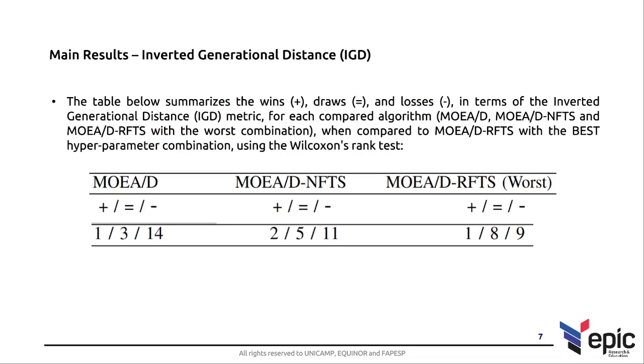Here, this table shows the wins, draws, and losses when we compare MOID RFTS with the best hyperparameter combination to two other evolutionary methods, MOID and MOID NFTS, and also the same algorithm, MOID RFTS, but with the worst hyperparameter combination. We can see that MOID had 1 win, 3 draws, and 14 losses. MOID NFTS had 2 wins, 5 draws, and 11 losses. And the same algorithm, but with the worst hyperparameter combination, had 1 win, 80 draws, and 9 losses.